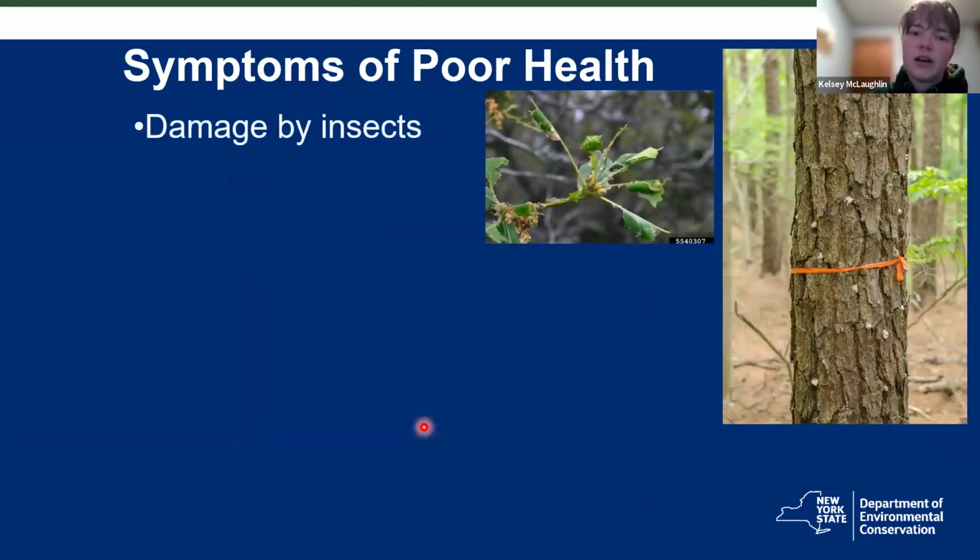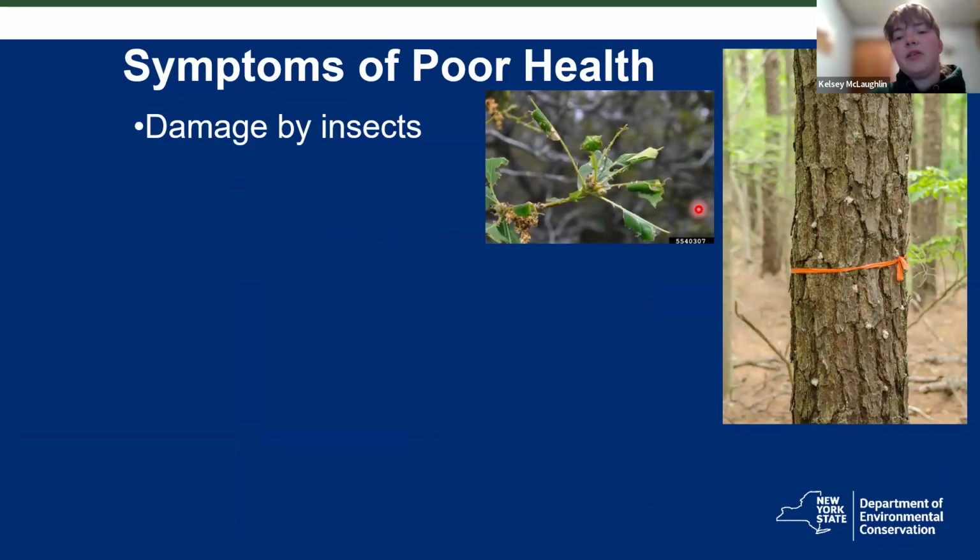Some more symptoms of poor health: damage by insects. So this picture on the right is southern pine beetle. That's an invasive insect we deal with on Long Island a lot. And whenever they bore into the tree, they make these little resin pockets that exude out behind them. And then obviously, if something's eating your tree's leaves, the tree doesn't love that.